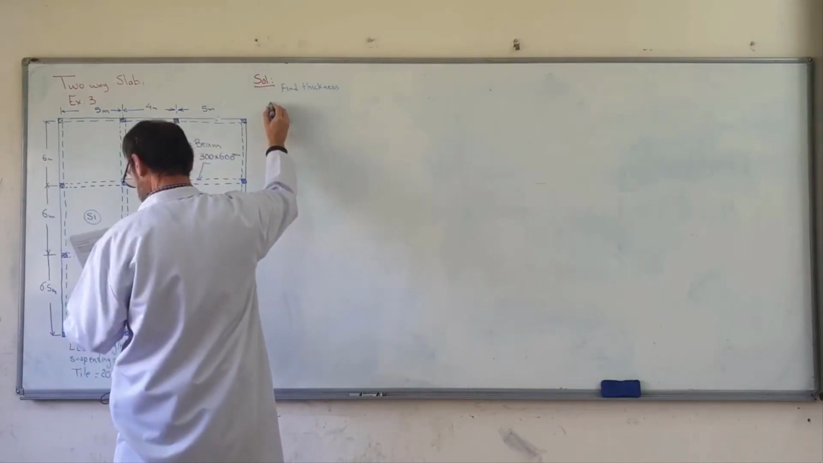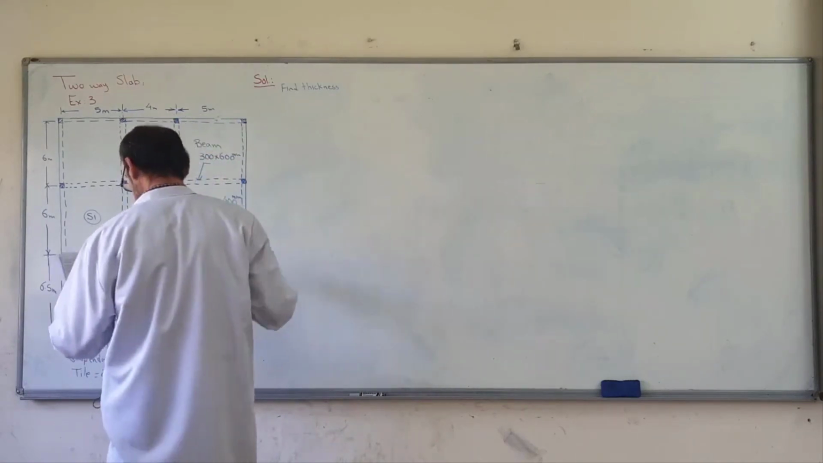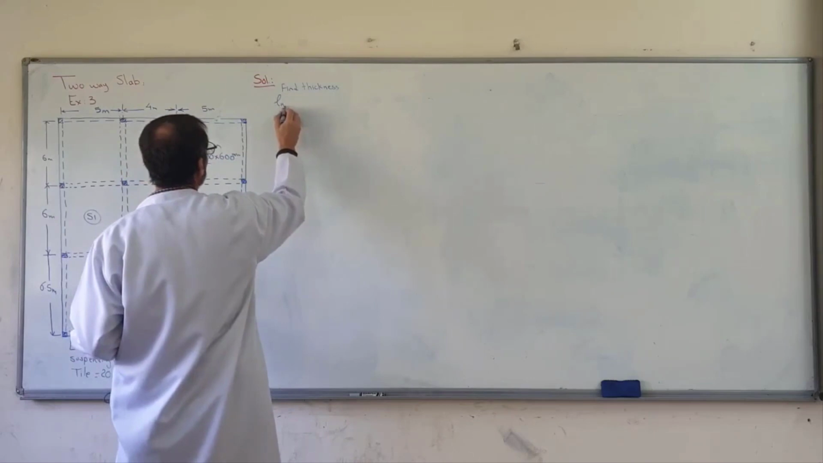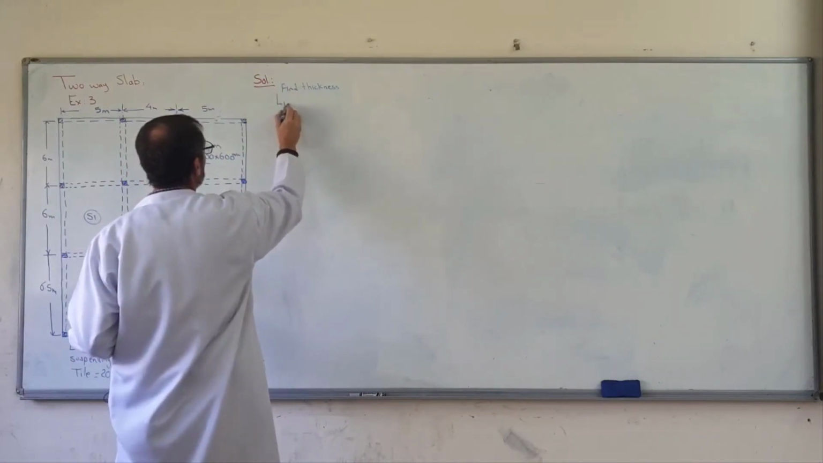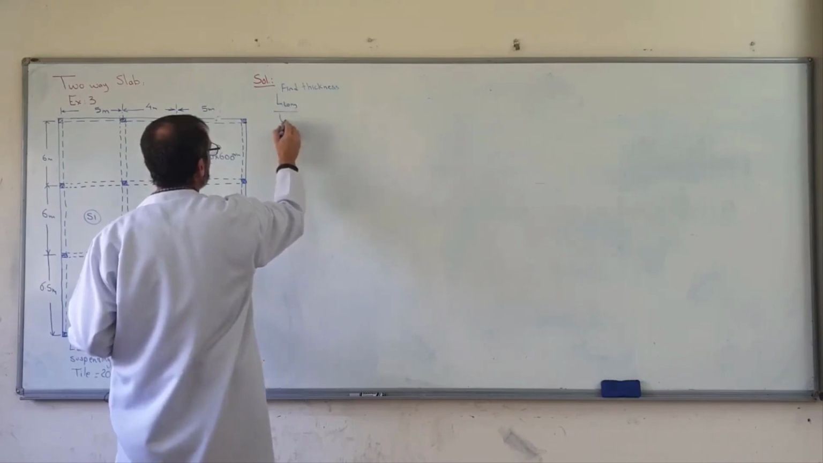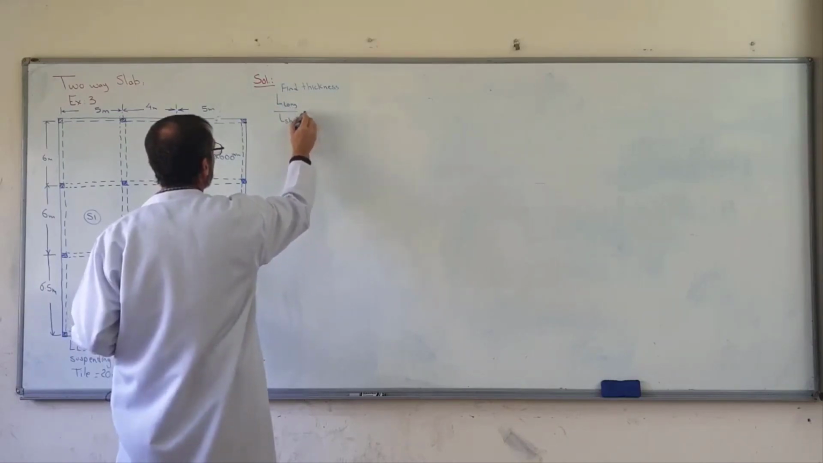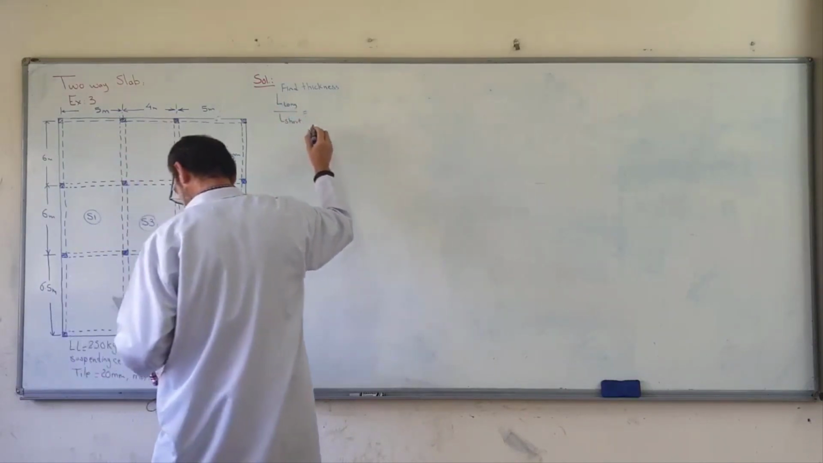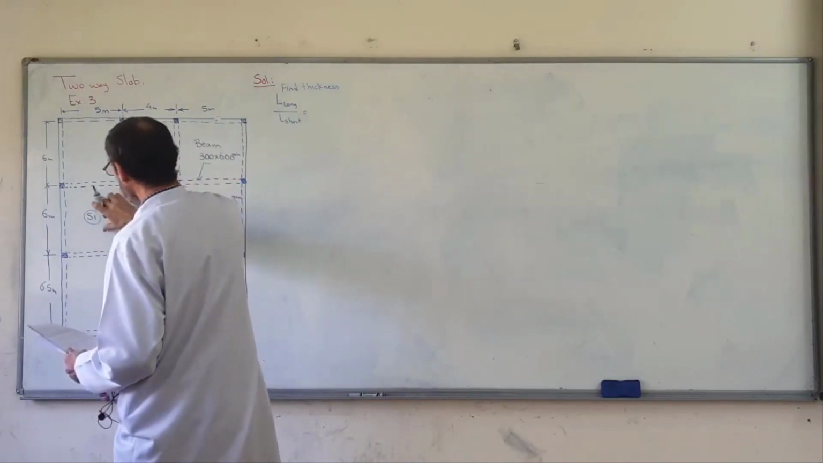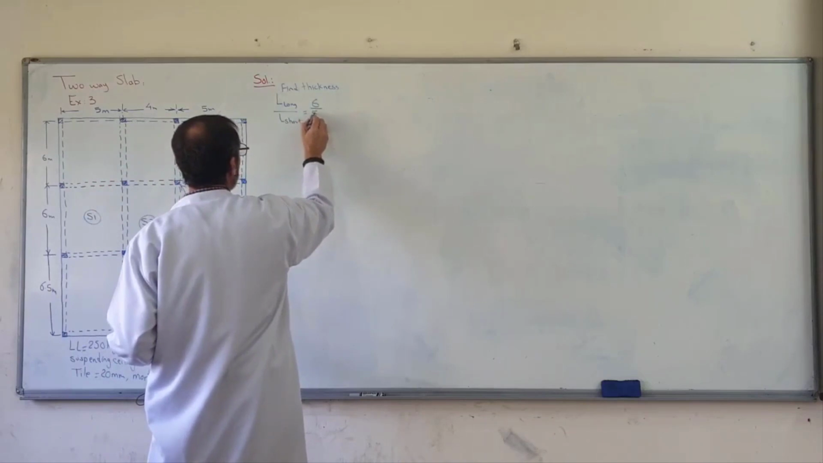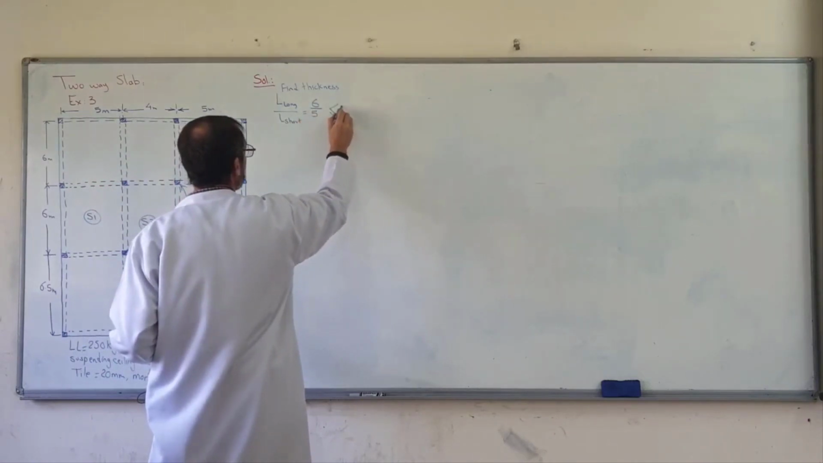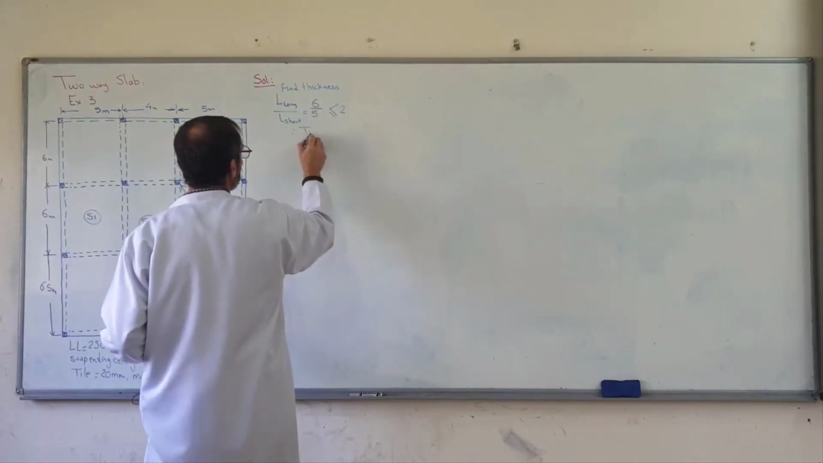Then Ln long over Ln short is equal to, for this slab, 6 over 5. This is less than 2. This is a two-way slab.